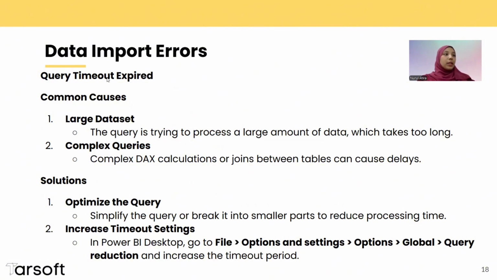We also have query timeout expired. The common cause for this is a large data set. The query is trying to process a large amount of data, which takes too long. And also we have complex queries. Complex aggregation or joins between tables can cause delays. The solution is to optimize the query: you can simplify it or break it into smaller parts to reduce processing time. You can also increase timeout settings in Power BI Desktop. You can go to File, Options and Settings, Options, Global, Query Reduction, and increase the timeout period.